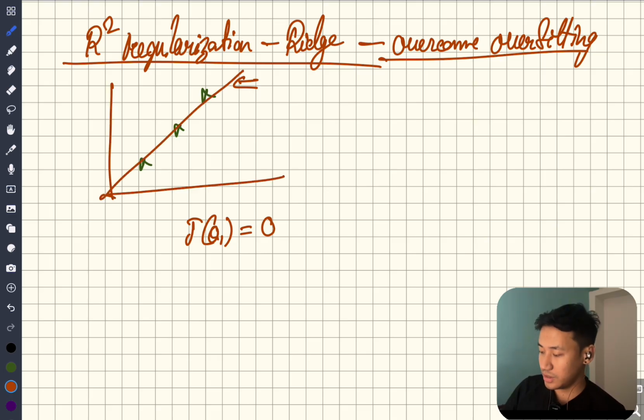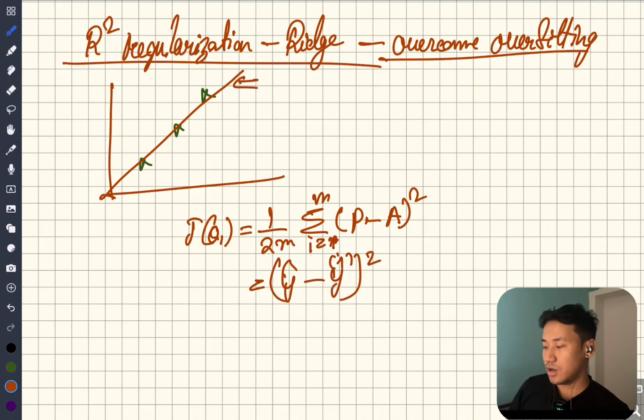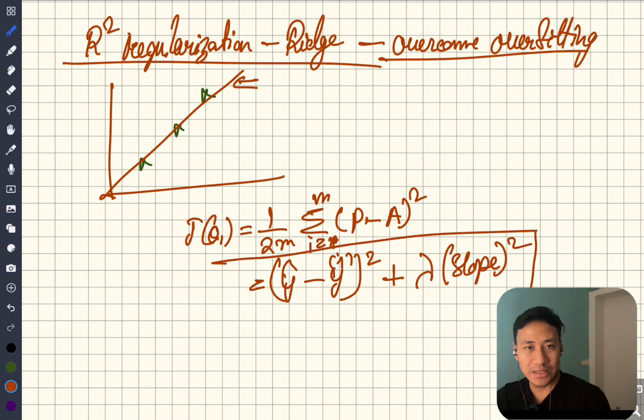All right, so basically the formula is 1 by 2m of prediction minus actual whole square, so it is y hat minus y i whole square. And what is the formula of ridge? With this error you add a hyperparameter called lambda times slope square. So this is the formula of ridge. So how it helps, let us see.